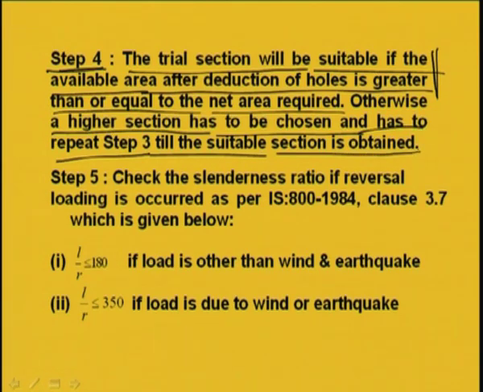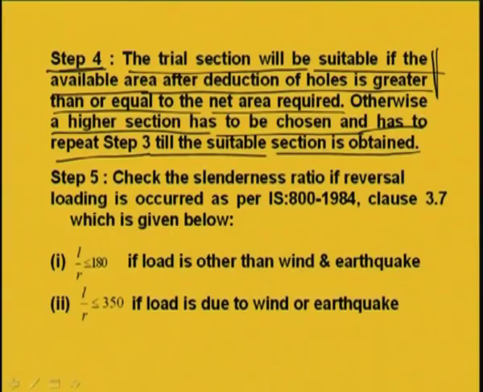So, till now what we have done, that net area required we have. Now, with an increased area we consider some sectional property, means section. With that section again we have deducted the hole etc. Then we have seen what is the available area we are getting. Now, this available area if it is less than the required net area, then we have to increase the section, otherwise we can continue with that.